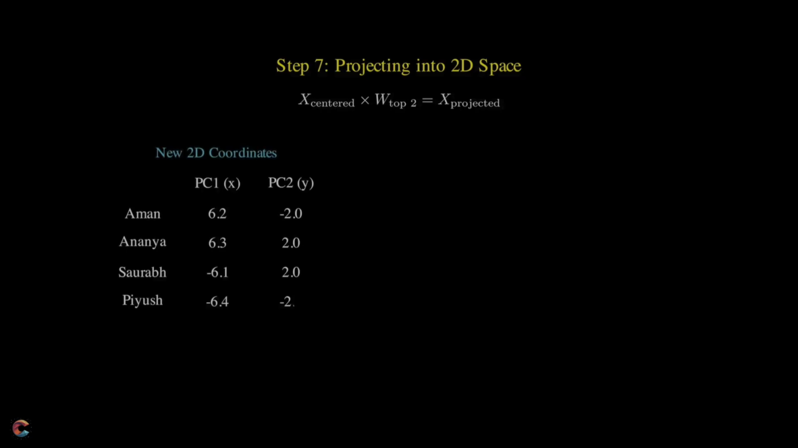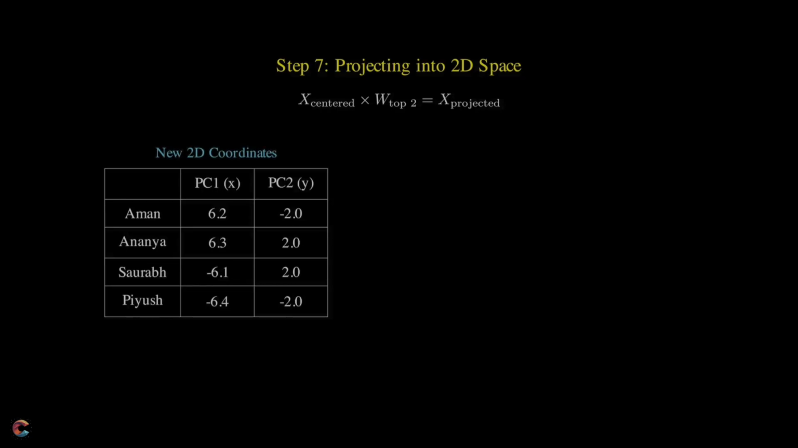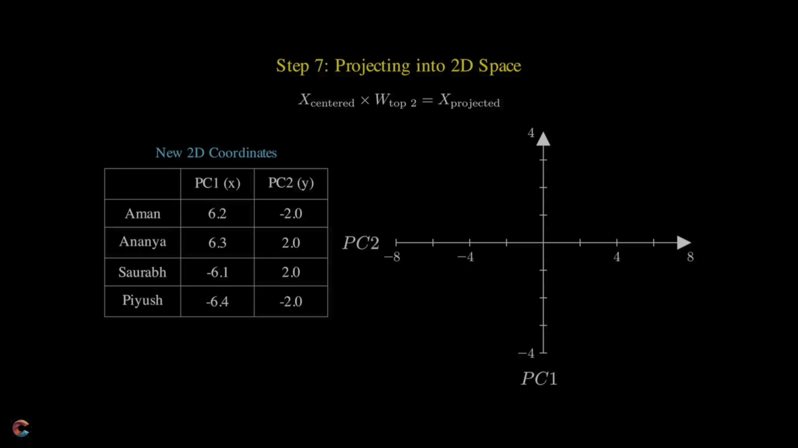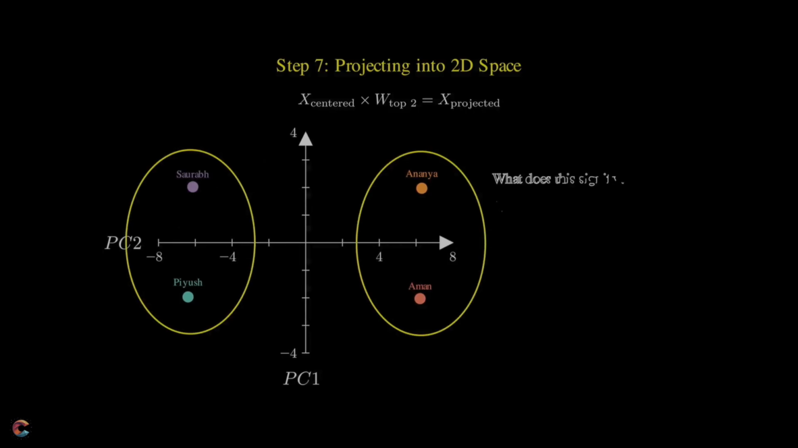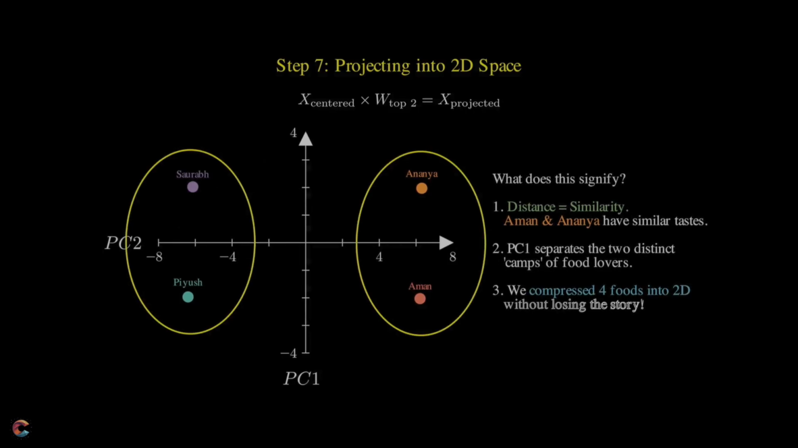In the last step, we will project our original data in 2 dimensions. For that, we will multiply our centered data matrix with a matrix W, in which the columns are the eigenvectors corresponding to the top 2 eigenvalues to get X projected. Let's plot these values for each data point on the graph, where the top 2 principal components will be our new axes. Now this new plot will tell the same story as our original data distribution. Recall, in our original dataset, Aman and Ananya have similar taste, which is also visible in this 2-dimensional plot.